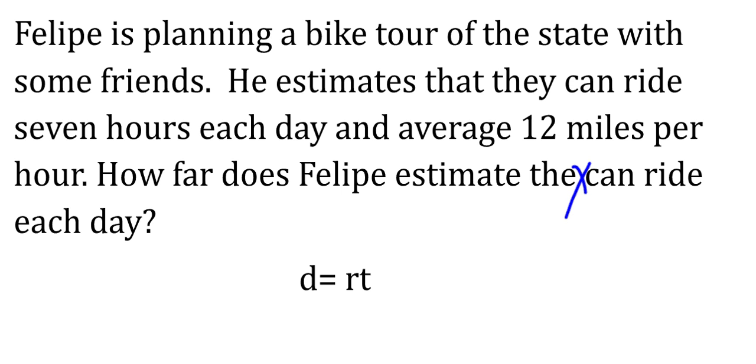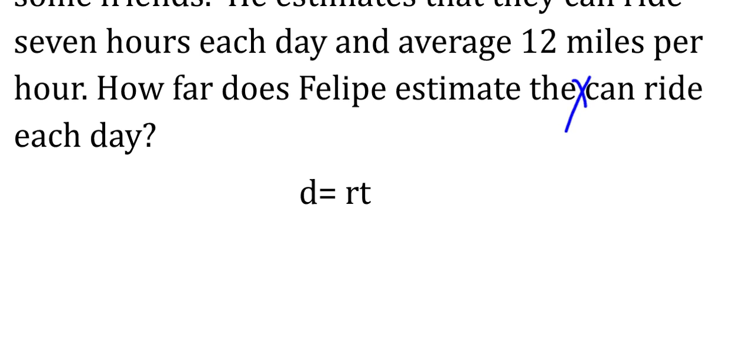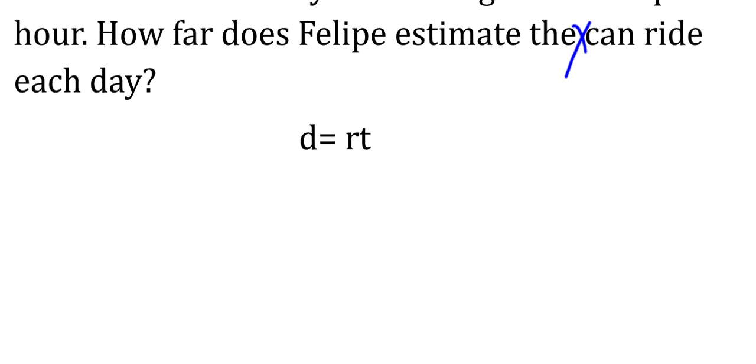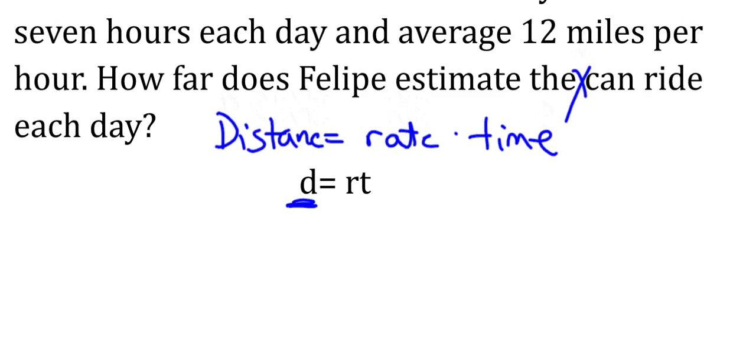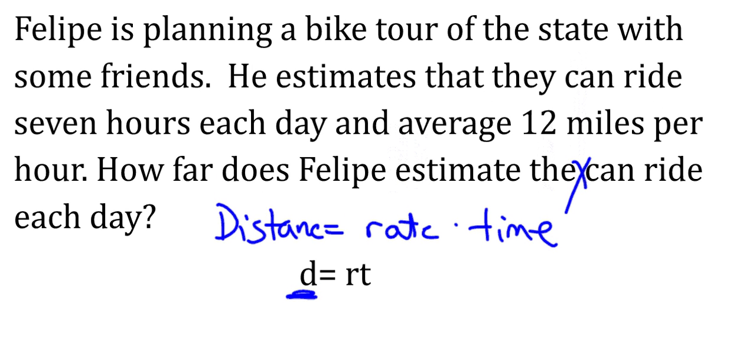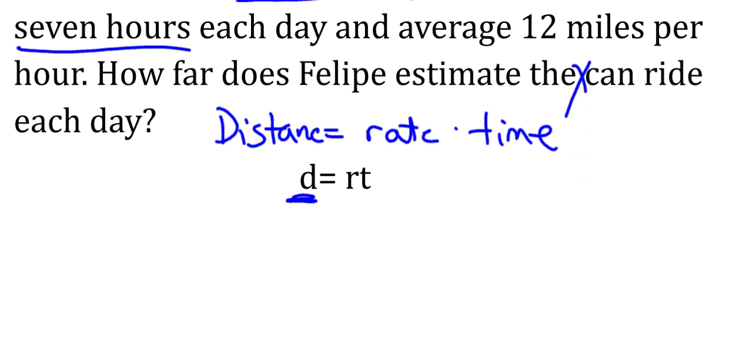How embarrassing. Let's see if I can at least do my math right. First of all, we have this new formula. It's called distance equals rate times time. So Felipe wants to know how far they can ride each day. So he wants to know the distance. Let's go back to our problem and see if we can find our rate and find our time. Second sentence, he's estimating that they can ride 7 hours. That looks like a time. So let's throw that in there, 7 hours.